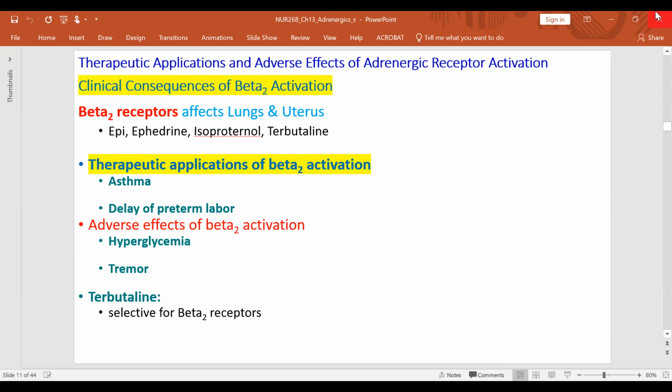Second is tremor, and that's enhanced skeletal muscle contraction. Terbutaline is selective for beta 2 receptors.